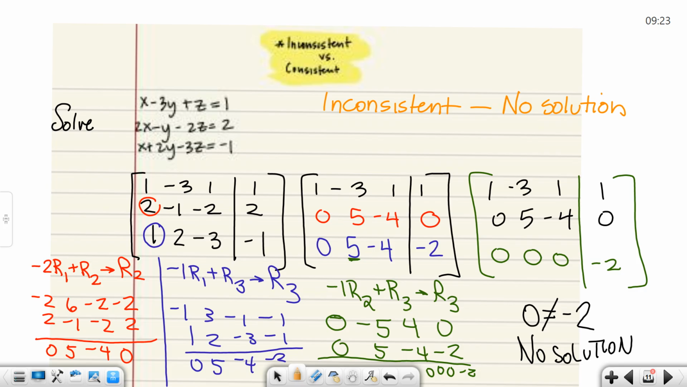Are there any questions with this problem or that definition? Okay, so I'm going to write the consistent part, and this is in my words, not textbook words. Okay, so it is consistent if it has any solution at all, whether it's one or infinitely many.